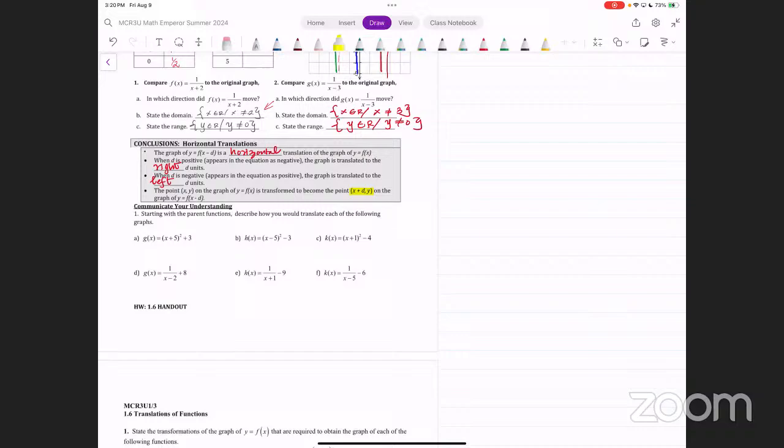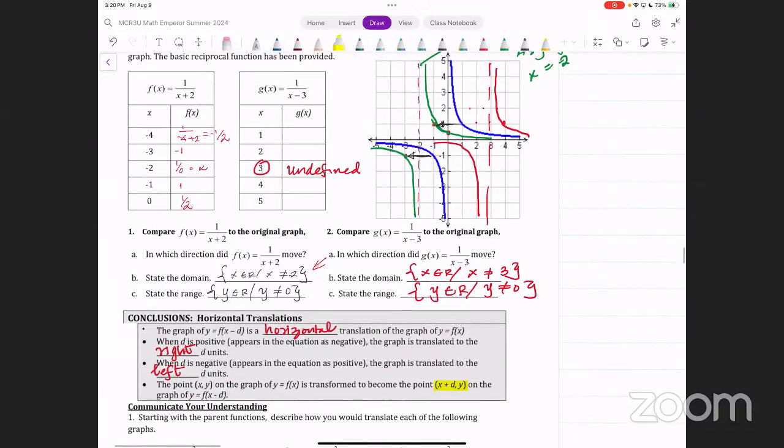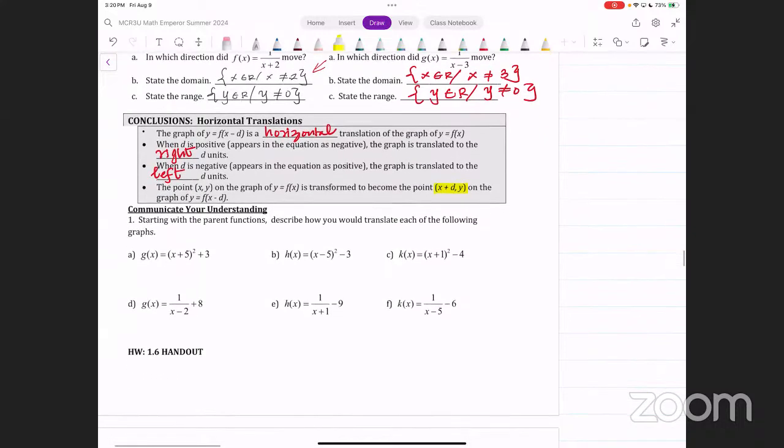Yes. So let's go back to my original curve. So if I have y is equal to, let's go back to y is equal to 1 over x.